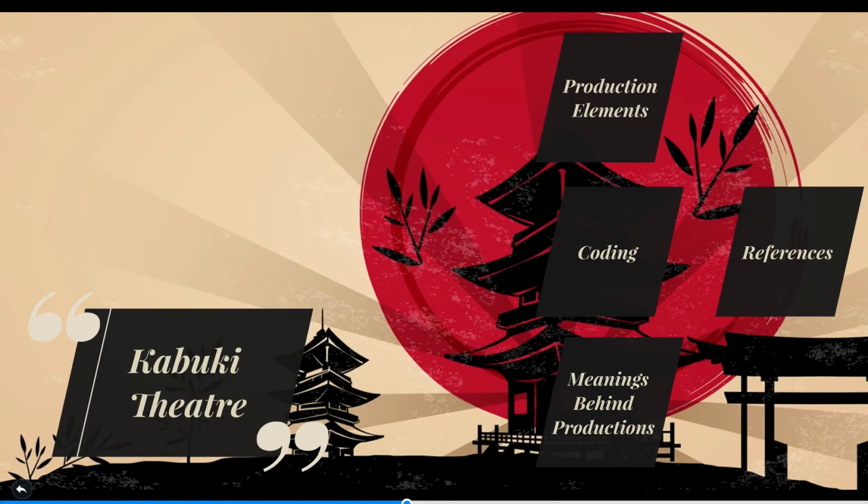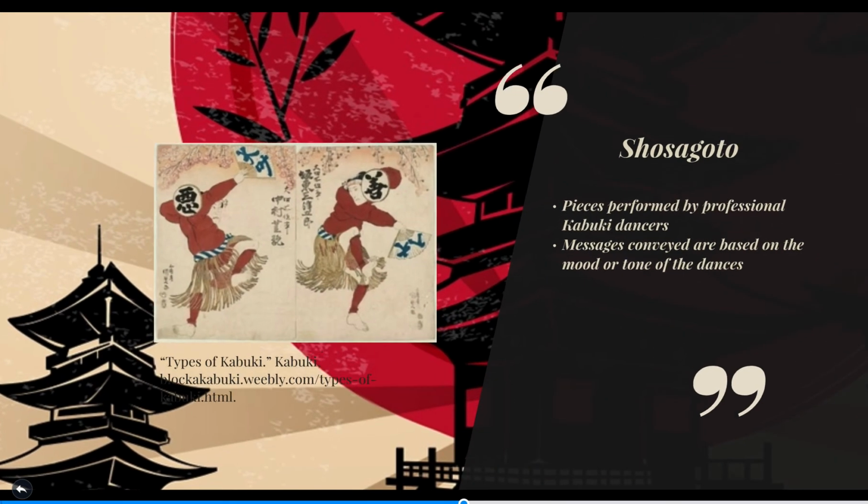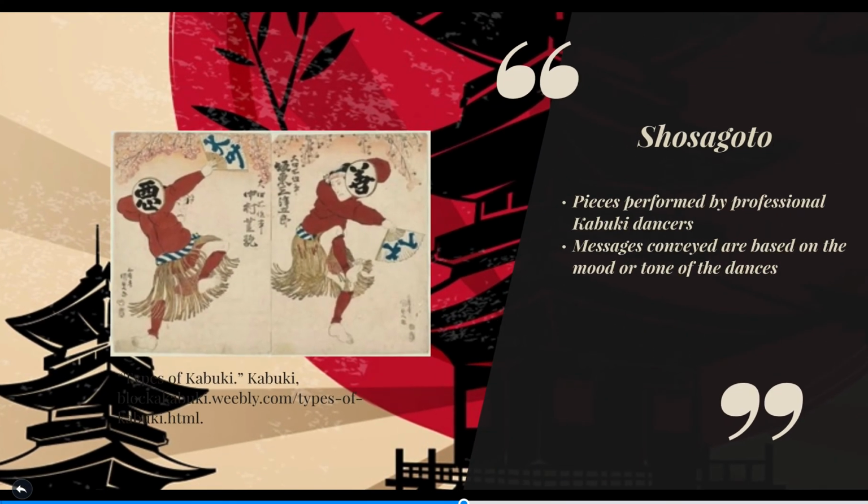So, what are the meanings behind many of the kabuki productions? Kabuki theater can actually be separated into three main types. There is shosogoto kabuki, jidaimono, and sewamono. The first type, shosogoto kabuki, are pieces performed by professional kabuki dancers. The majority of the shosogoto performances are professional kabuki dancers performing a specific dance routine to tell a story or maybe convey a certain feeling or emotion towards the audience.